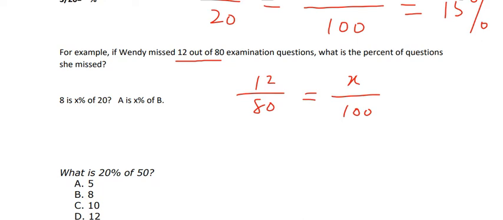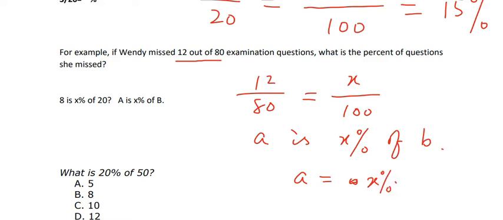Okay, so we have this question: this number is A, and this number is what percentage, X percent, of B, another number. So how can we solve such a problem? We just say A is X percent of B, just A equals B times X percent. Or let's say X percent multiplied by B, right?